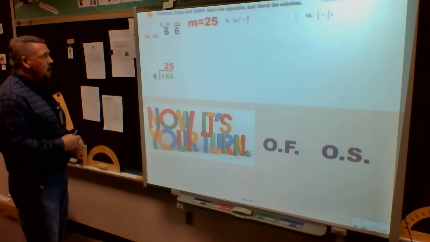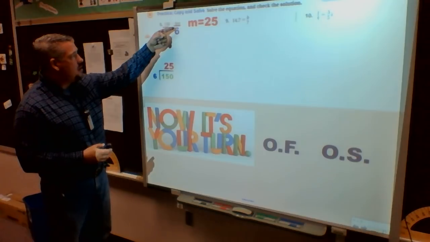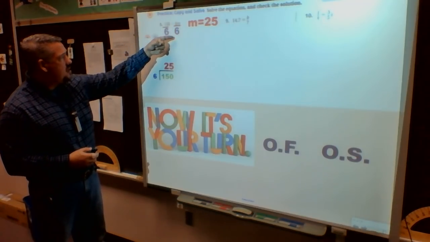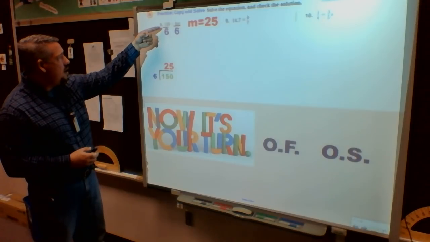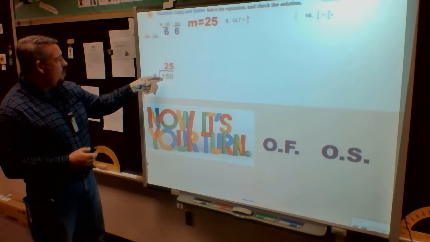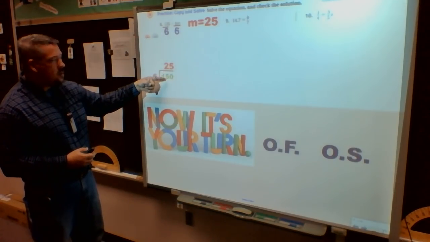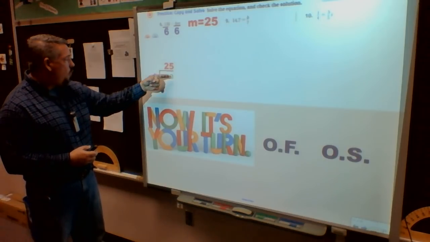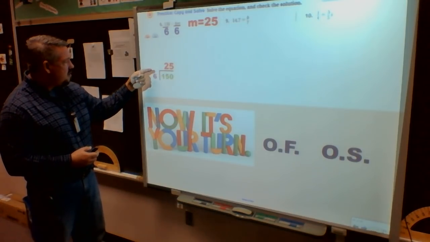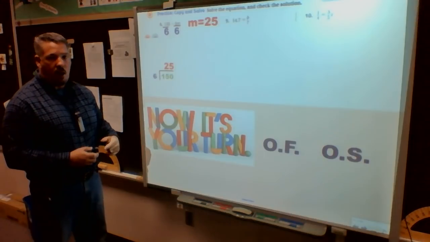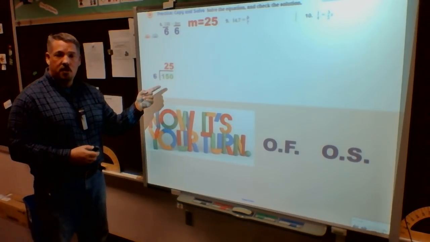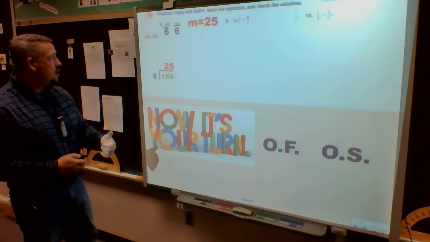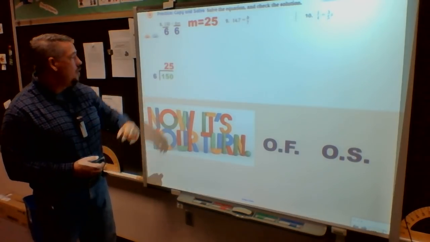So on the first one, you should have said, well, I have to get M by itself, so I'm dividing by 6. That would cancel that out, and I do it on the opposite side, so I divide by 6. 150 goes inside the box because it's on the top of my fraction. 150 divided by 6, 6 goes into 150 25 times. 6 quarters does indeed make $1.50, so I know my math is correct, so I know M is equal to 25.